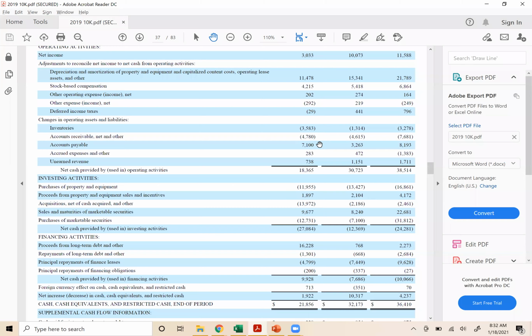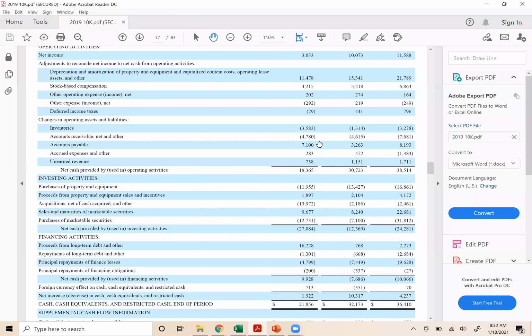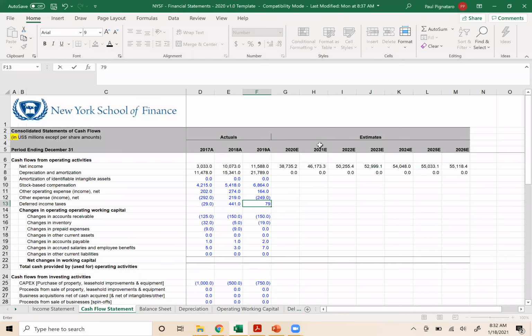Deferred income taxes, minus 29, 441, 796. Okay, so that's the first piece of our operating activities.